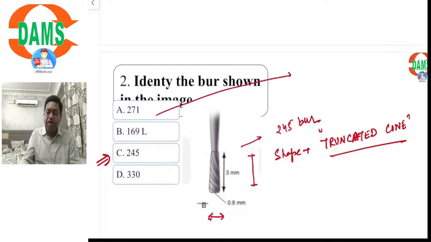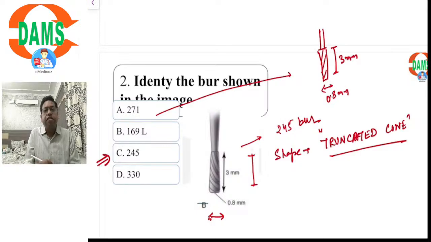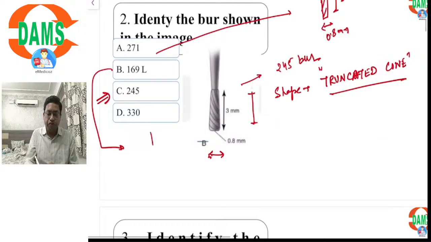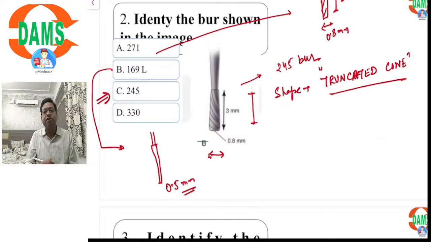Number 271 burr, that is used for inlay tooth preparations, would be something like this. I hope you can appreciate the difference in the shape. This is a tapered fissure burr with a flat end. The length of the burr head is 3 millimeter, diameter is 0.8 millimeter. Okay, the dimensions of number 271 burr and number 245 burr are the same. Okay, number 169L burr is used for preparation of proximal retention grooves. It would be something like this, number 271 burr, but smaller, 0.5 millimeter as against 0.8 millimeter.